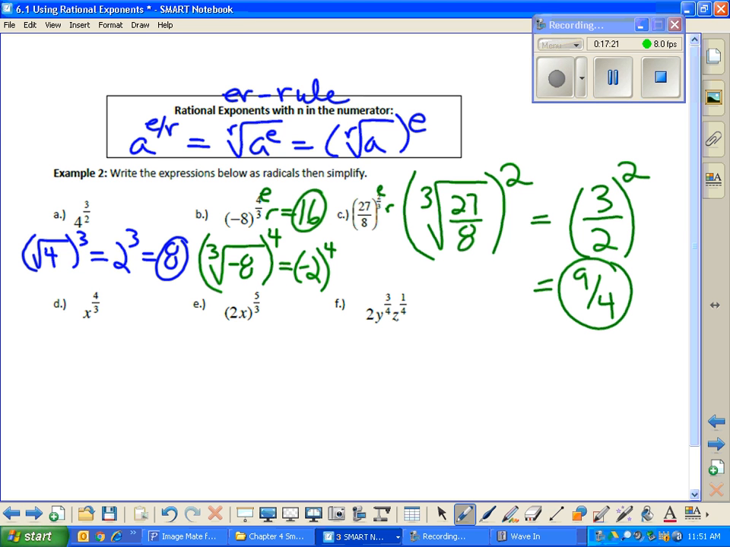Now we have to do it with letters. But I shouldn't do it with letters if you don't understand it with numbers. We're all good with numbers?